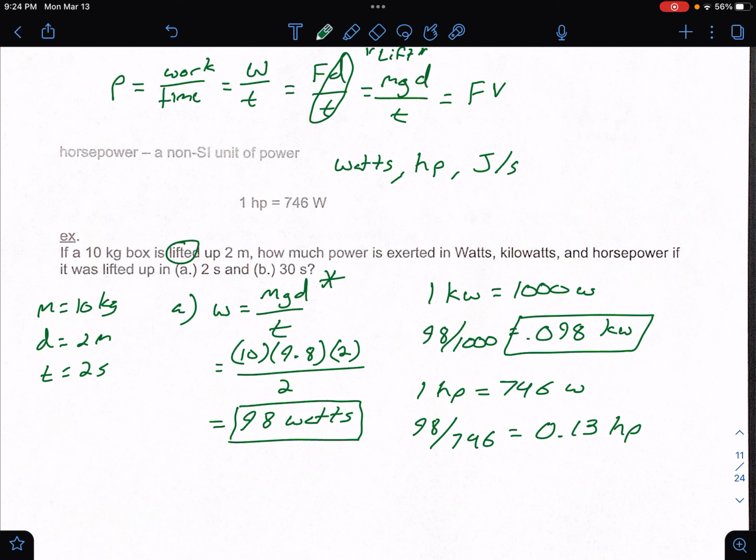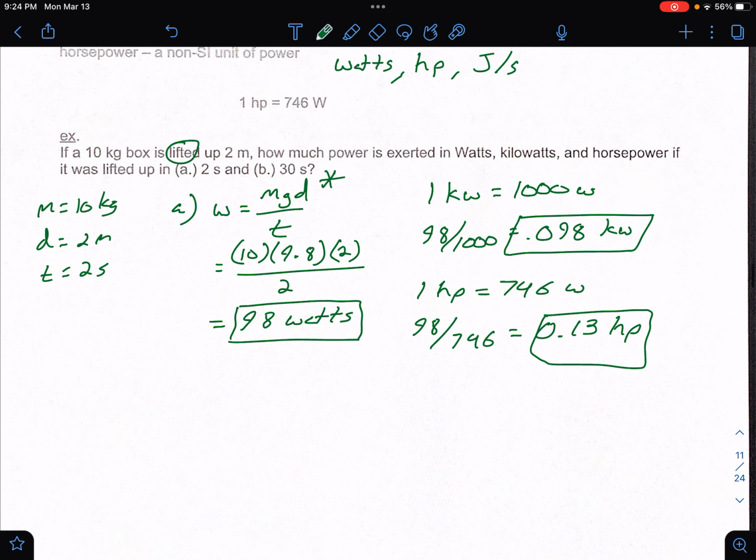Okay, you do not always need to have a ton of horsepower, because I think that's the power of 1 horse. That's quite a bit. And you're just talking about lifting a 10 kilogram box up 2 meters. So it should not take a ton of horsepower there. Okay, so that was for 2 seconds.